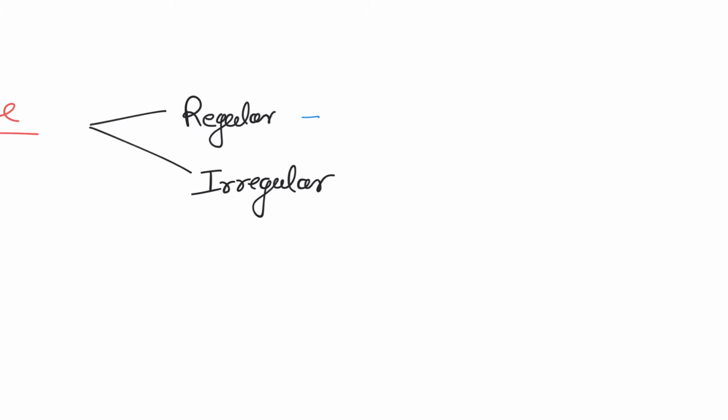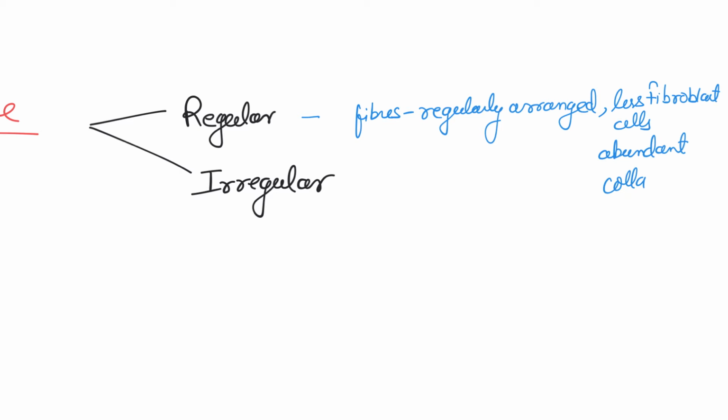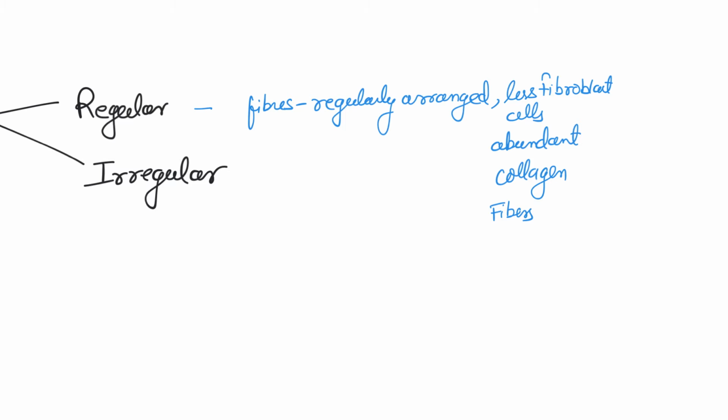So regular means that here the fibers are arranged in a very regular fashion. Also, these have very few cells, more fibers. The fibers are packed really tight here. They're usually found in tendons and ligaments which join different parts of our body.